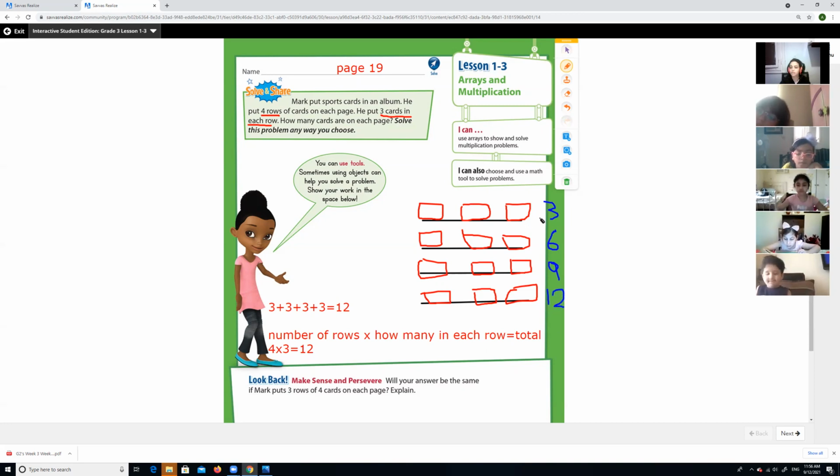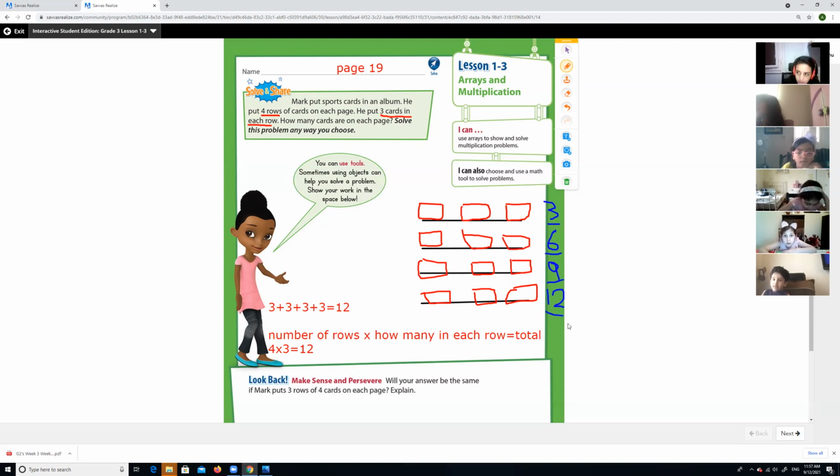I will start with skip counting. I start first. How many cards in this row? It is 3. And each time I add 3. So 3 plus 3, 6. 6 plus 3, 9. 9 plus 3, 12. So the skip counting will be 3, 6, 9, 12.